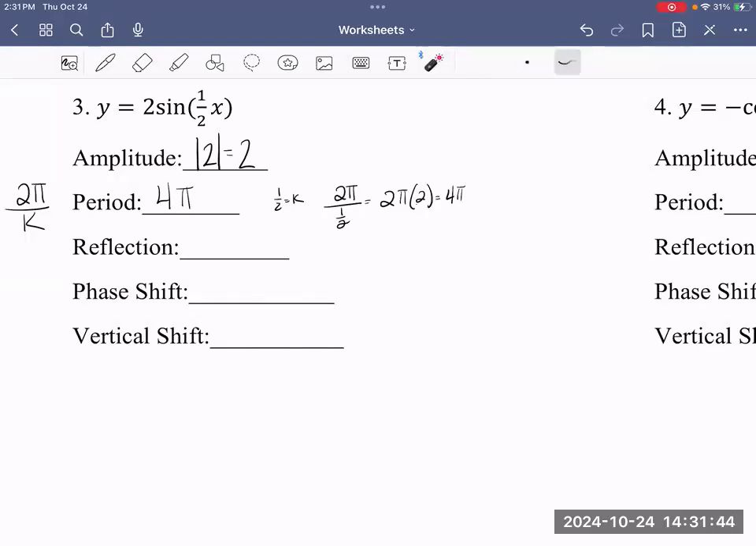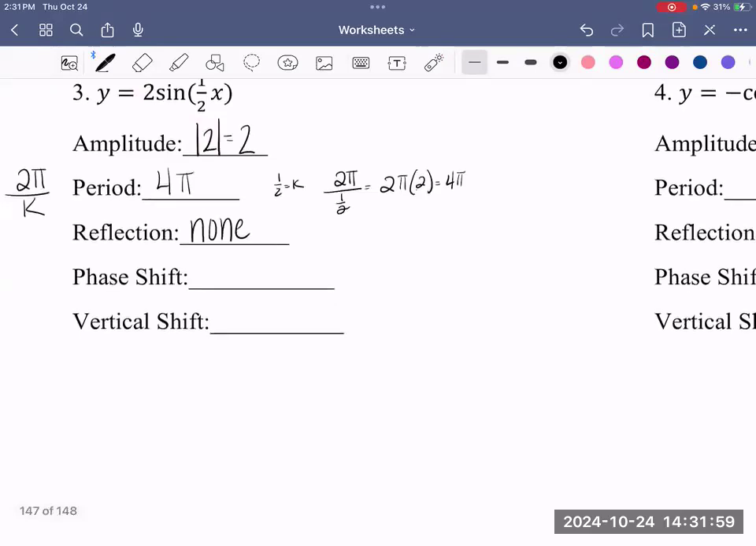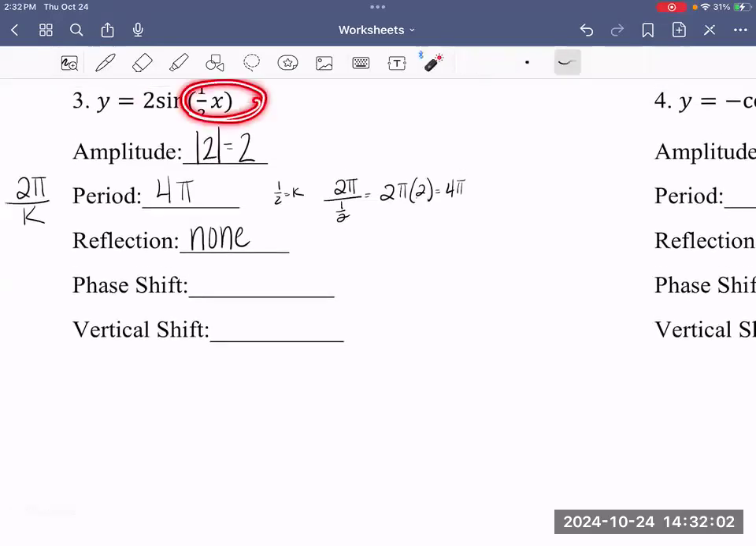Now, when it comes to a reflection, your reflections, if it's found on the outside, is going to be your negative here. That's why we always take the absolute value. So if you don't see a negative on the outside, we don't have any sort of reflection. Now, phase shifts are found on the inside of your parentheses. Typically, this will be added or subtracted on the inside of your parentheses here. So we do not have anything added on the inside, so we have none. A vertical shift happens on the outside of your function. So notice that there's nothing being added or subtracted, so therefore we have none.